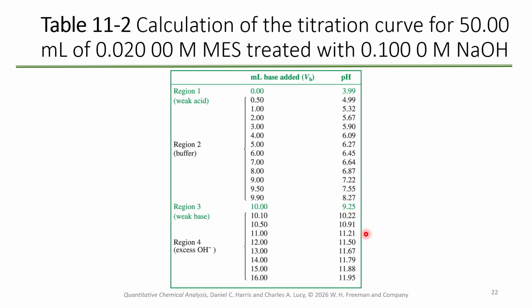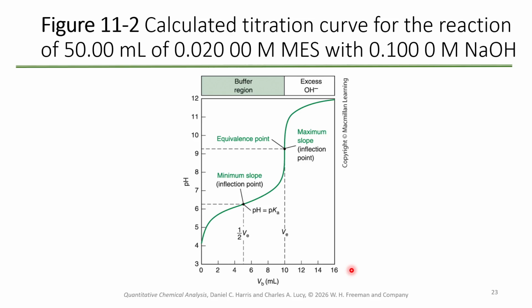Okay? And then you go over here in your region 4, what's going to happen is you're going to have big jumps at first, but eventually you're just adding OH minus to more OH minus, right? And so you get a tailing off, and it plateaus to whatever the concentration of the OH minus you're adding is. Okay? And that's what it looks like.